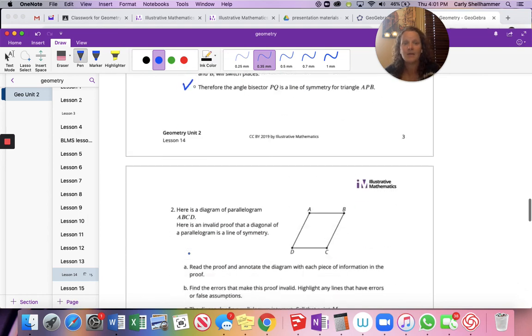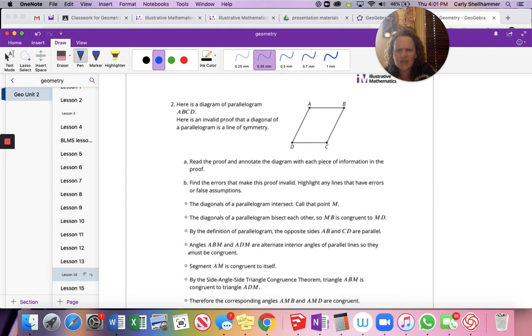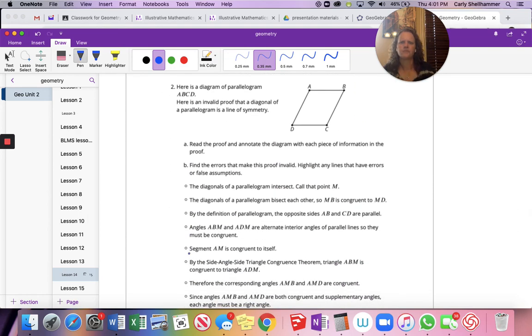That was fun. All right, so let's do this one. We're going to annotate, and then if we can, find the errors. I looked ahead. It's that one, but we're going to see why. So, the diagonals of the parallelogram intersect. Call that point M.